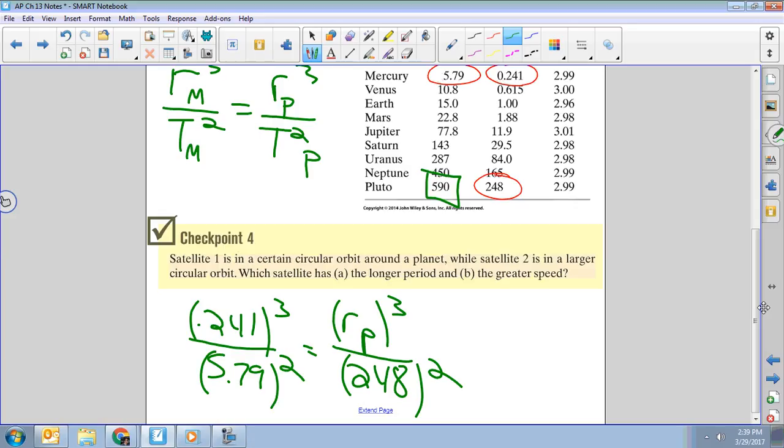All right. So when Kepler came up with his third law, this was his realization, that this value is constant around any given body that you're orbiting. Let's see if it works, and hopefully we'll get 590. So here we go: 0.241 cubed divided by 5.79 squared, and then I'm going to multiply by 248 squared. So that gives me the radius cubed. Now I want to take the cube root of it, so up to the 1/3 power.